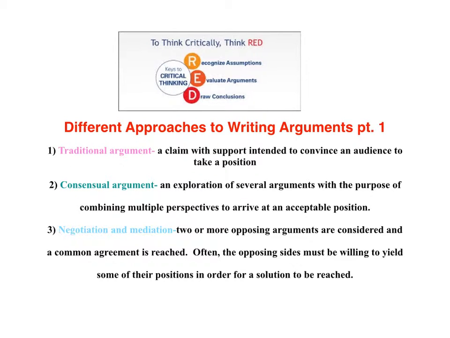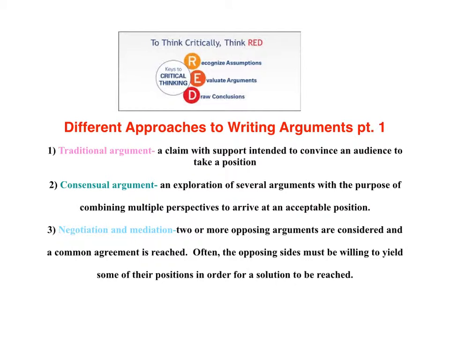Different approaches to writing arguments, Part 1. The first type of argument is a traditional argument. That involves a claim with support intended to convince an audience to take a position. The second type of argument is a consensual argument, which is an exploration of several arguments with the purpose of combining multiple perspectives to arrive at an acceptable position.